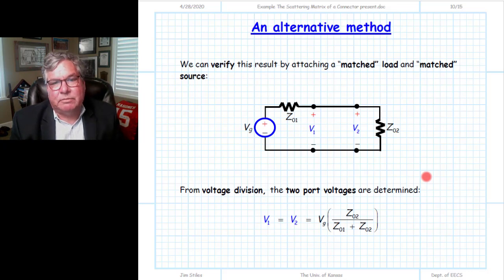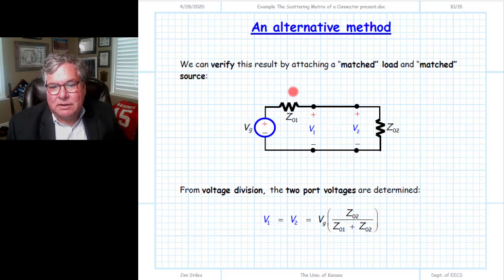Let's repeat that process for finding S11 and S21. Instead of using the boundary condition solution as we did in the previous section, we're now going to use the concept of a matched source and a matched load. There's a very important reason why I want to show this application here, so pay particular attention to how we do this, because there's one very important point that students often miss or do incorrectly, and we can see it right here at this location.